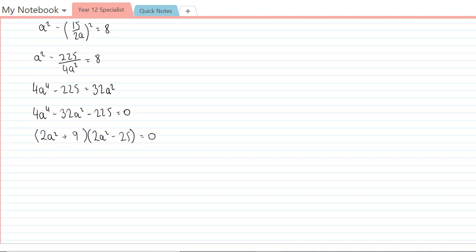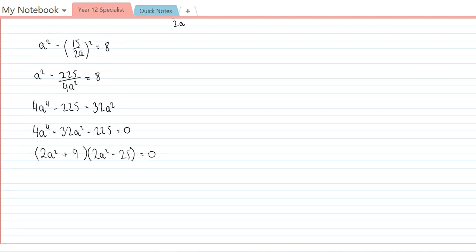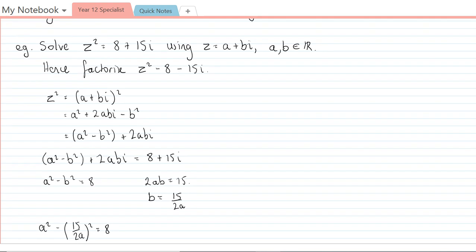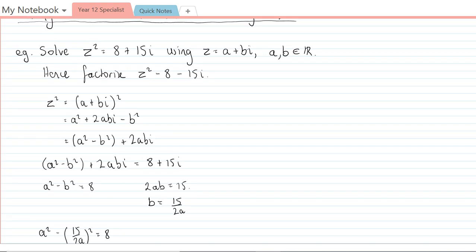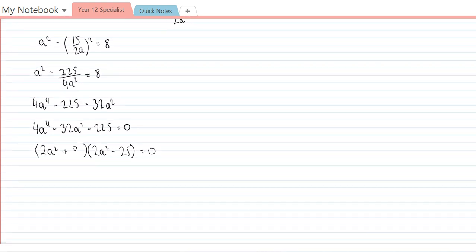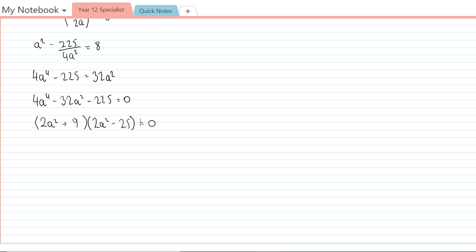So the thing here is that we actually have 4 solutions to this, but we're told initially that a and b are an element of the real number set. So I'm going to just ignore the part that's going to give me the imaginary solution, not going to worry about that first bracket there, because that's only going to give imaginary solutions. So a is equal to plus or minus the square root of 25 on 2.